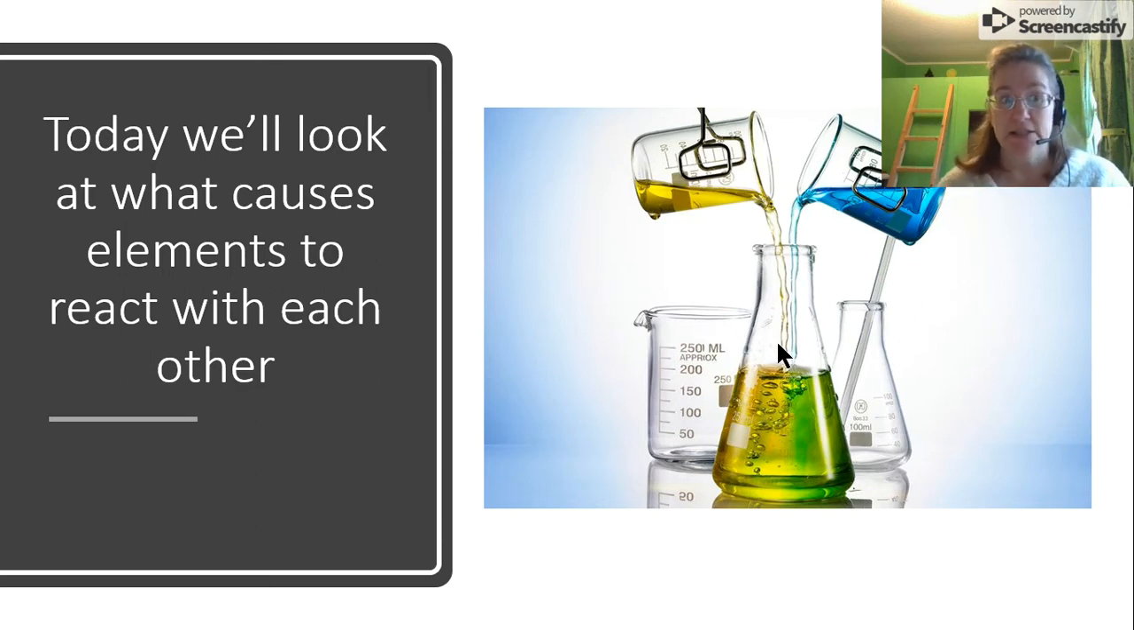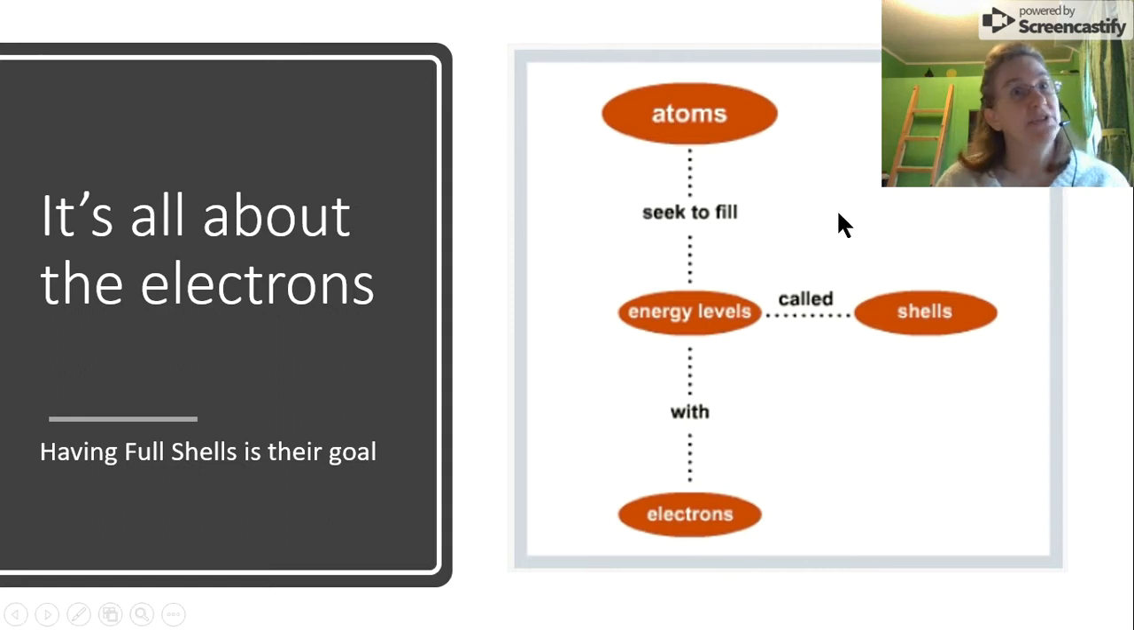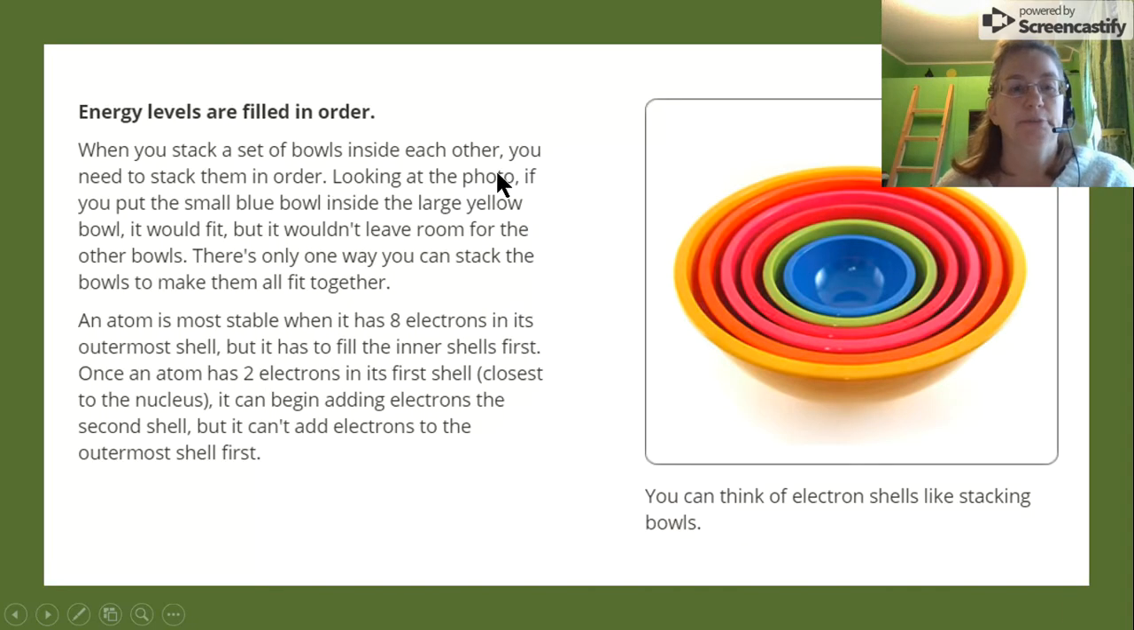So today the lesson's all about looking at what causes elements to react with each other. Why is it that sodium reacts with chloride and not some other element to make a salt? As we look at it, it's all about their electrons, how many electrons they have in their outer shell. We've been talking about that. Remember that atoms are always trying to get their energy levels full. Their goal is to have full energy levels because when they're full, they are stable. And that is kind of the why they combine the way they do.